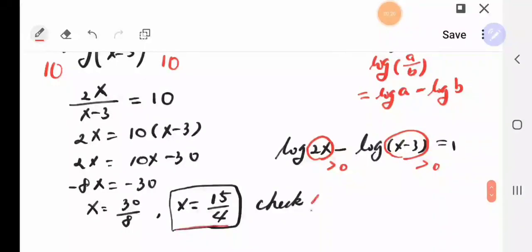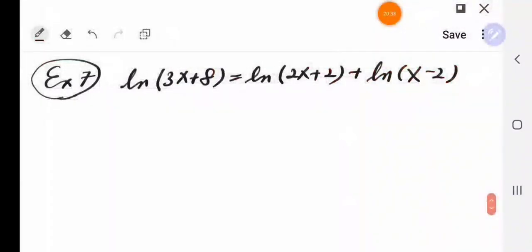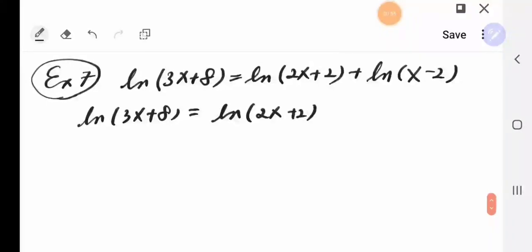Okay, this equation contains natural logarithms, 3 of them. So why don't we change the right side of the equation, because there are 2 of them. So let's combine the 2 logarithms from the right side. The right side is an addition, so we can put them together by multiplying the 2 expressions, 2x plus 2, and then multiply by x minus 2. So that goes inside the natural logarithm.